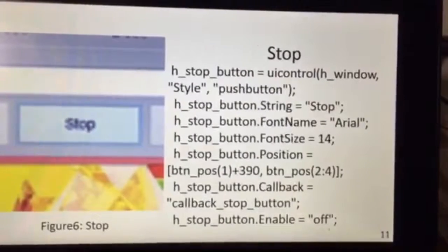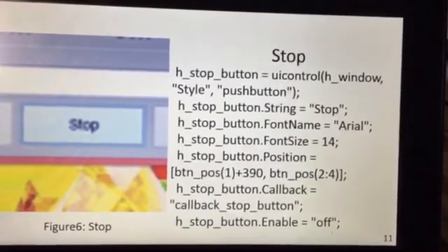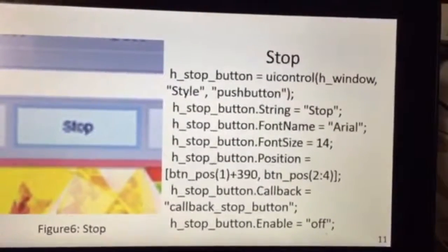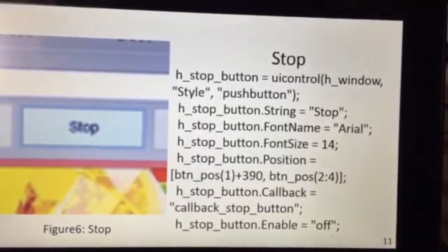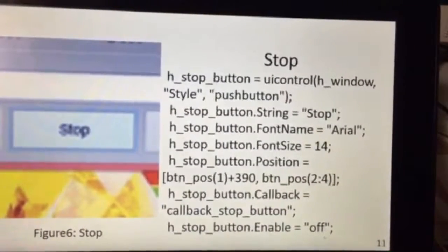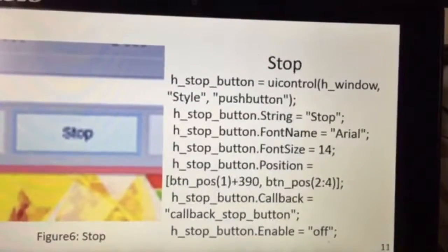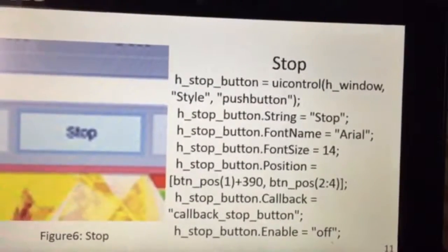Firstly, unicontrol means making push button. Secondly, string means naming push button stop. Thirdly, font name means deciding a type of font of stop. Fourthly, font size means deciding the size of font of stop. Next, position means deciding position of letters.